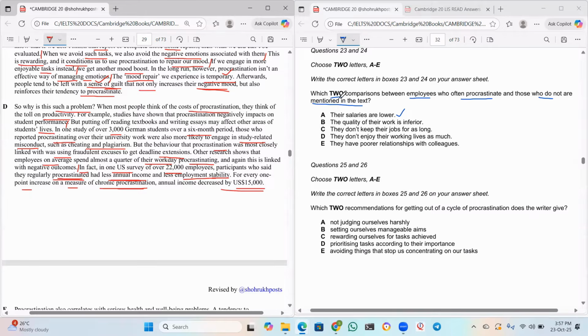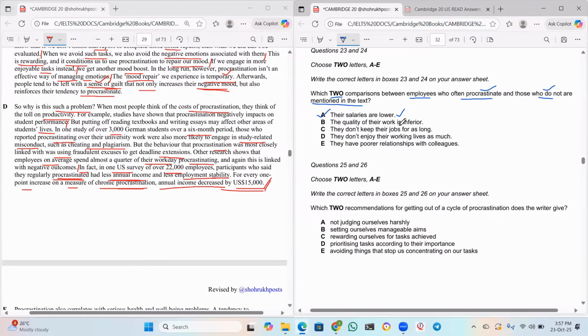Yes. Two comparisons between employees who often procrastinate and who do not procrastinate. Yes. This is what he's comparing here. Annual income decreased by $15,000. It means their salaries are lower. Yes, sir. First one is the right answer. A is good. Yes, he compared.